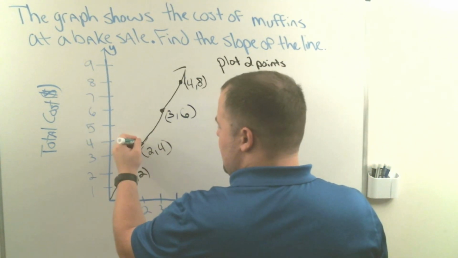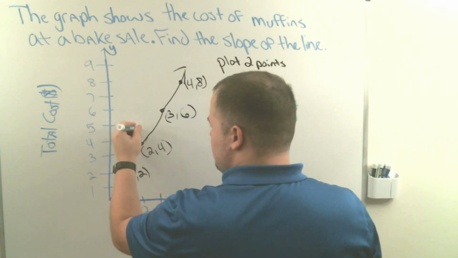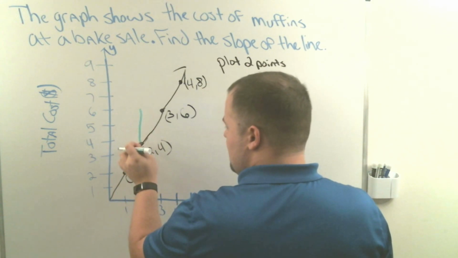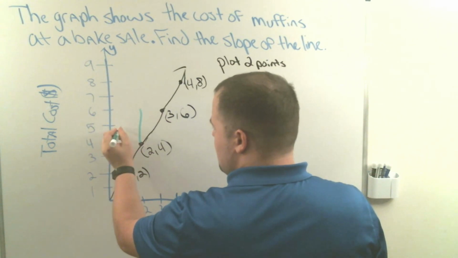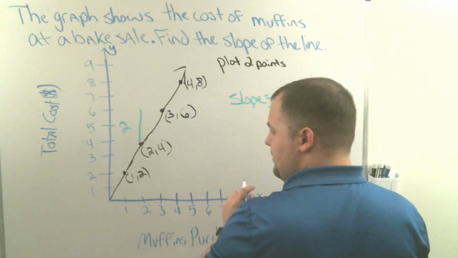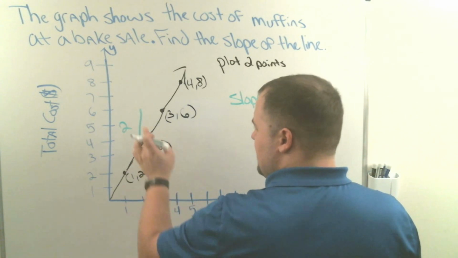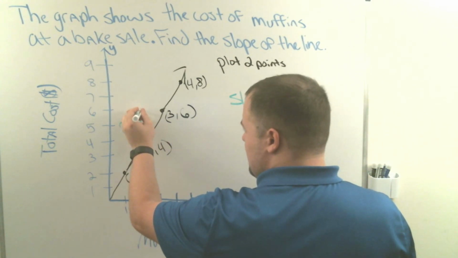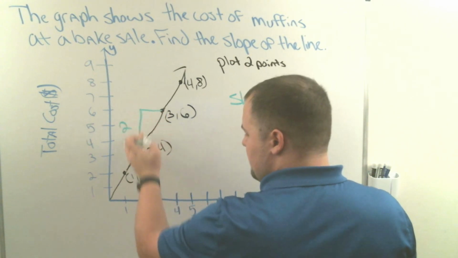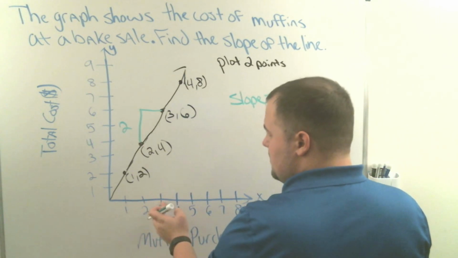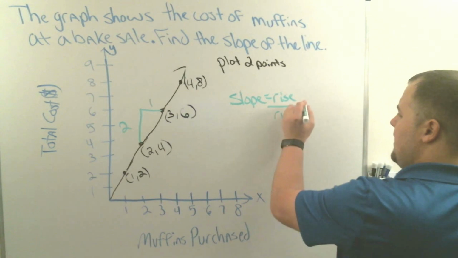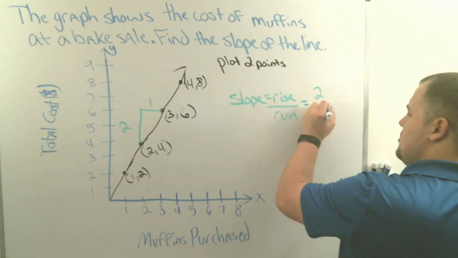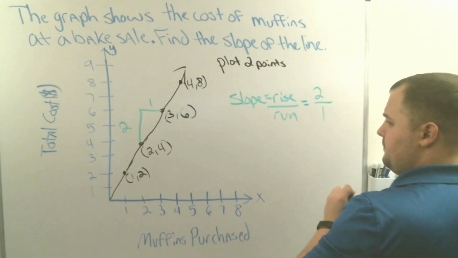So what we need to do is say, how much do I go up from this point to this point here? Well, if I look, I'm going from 4 to 6. So I'm rising by 2. Now I want to say, how much do I go over from right here to there? So I look, I'm going from 2 to 3. So I'm going over by 1. So my rise over my run is 2 over 1.